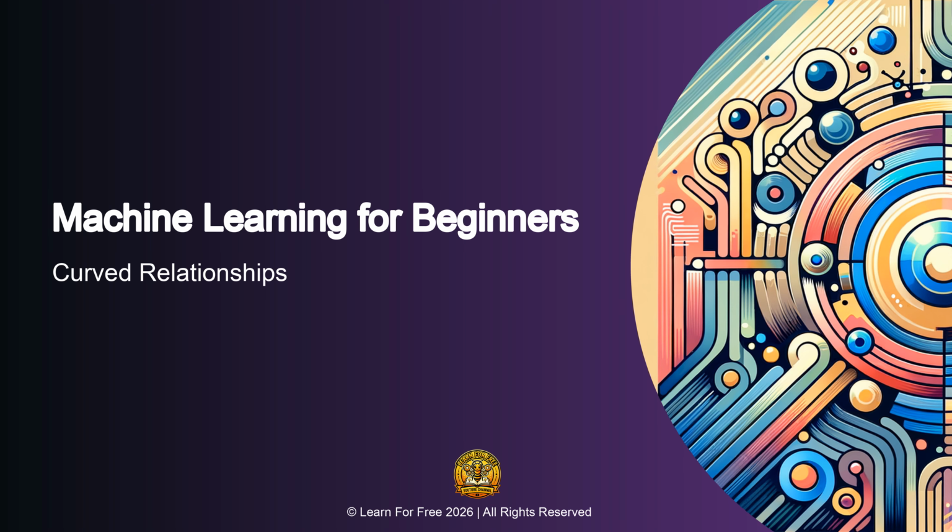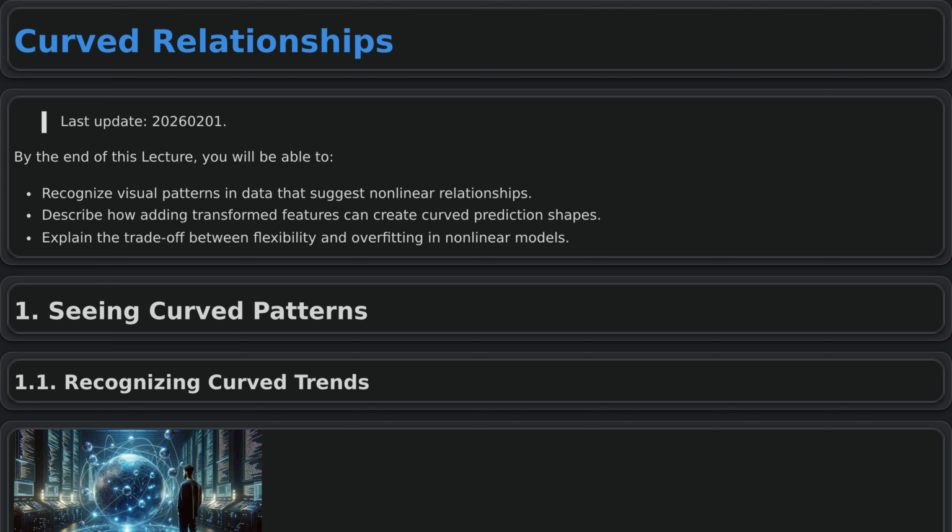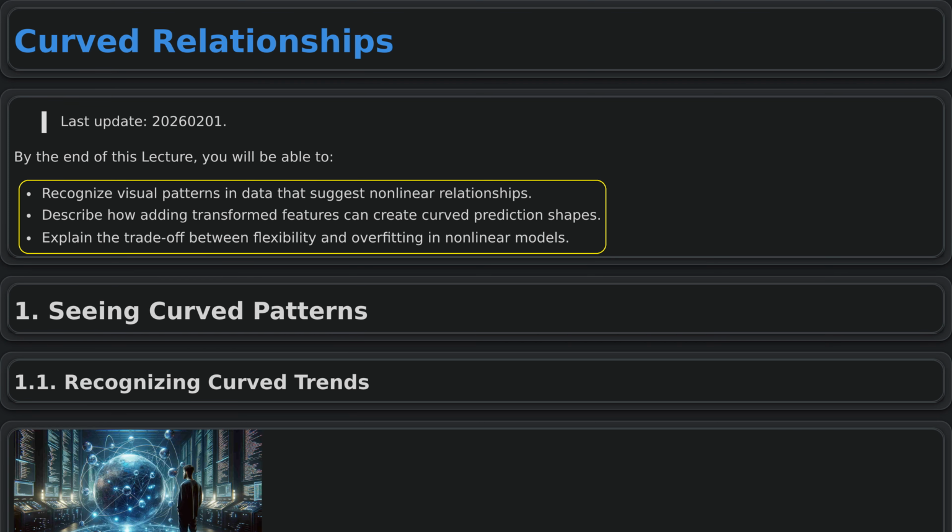Module 8, Lecture A, Curved Relationships. By the end of this lecture, you will be able to recognize visual patterns in data that suggest nonlinear relationships, describe how adding transformed features can create curved prediction shapes, and explain the trade-off between flexibility and overfitting in nonlinear models.